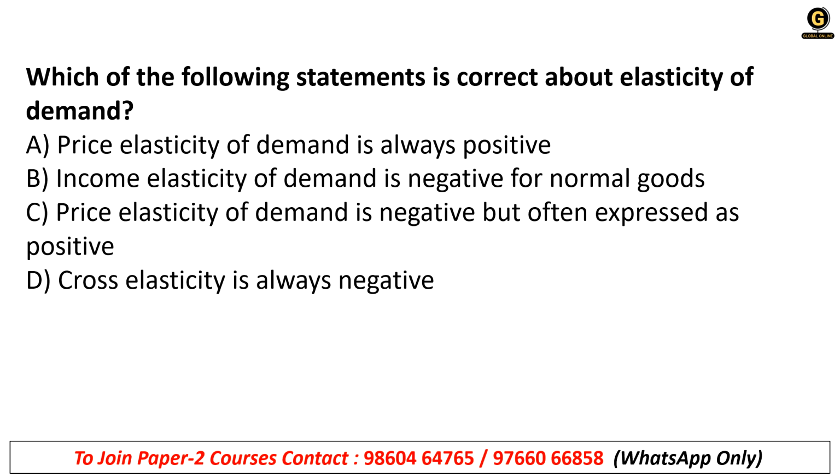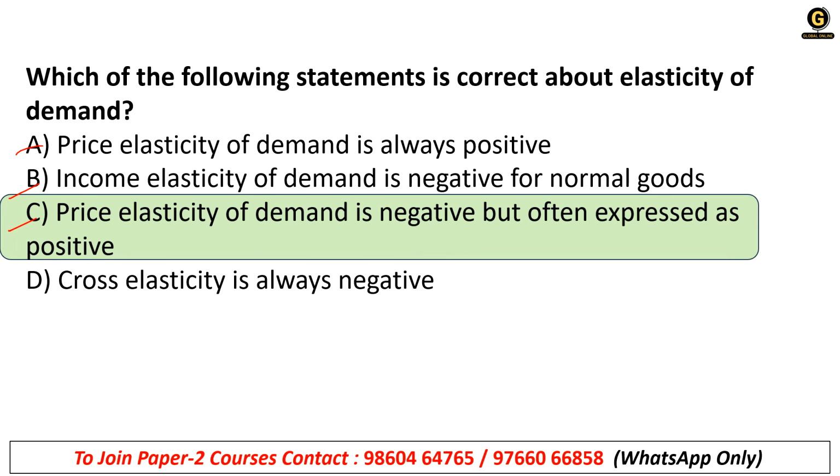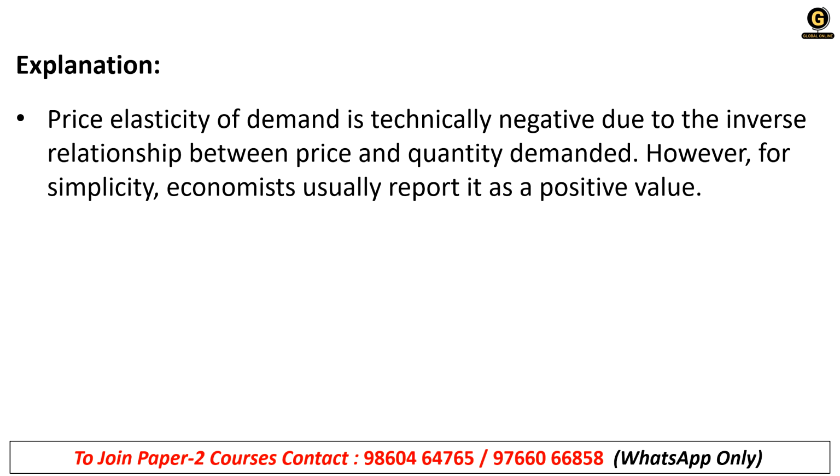Next, which of the following statements is correct about elasticity of demand? A, price elasticity of demand is always positive. B, income elasticity of demand is negative for normal goods. Or C, price elasticity of demand is negative but often expressed as a positive. Or D, cross elasticity is always negative. So the right answer is option C. Why? Price elasticity of demand is technically negative due to the inverse relationship between price and quantity demanded. Correct? However, for simplicity, economists usually report it as a positive value.